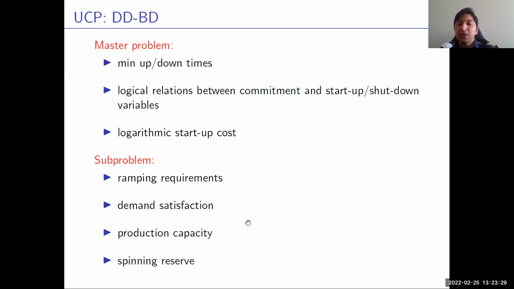So to apply the DDBD approach, we need to decompose it into a master problem over the initial parts. That will include these first three constraints. And then the subproblem will be defined over the remaining continuous parts. For this problem, that would correspond to the power generation variables that are continuous.